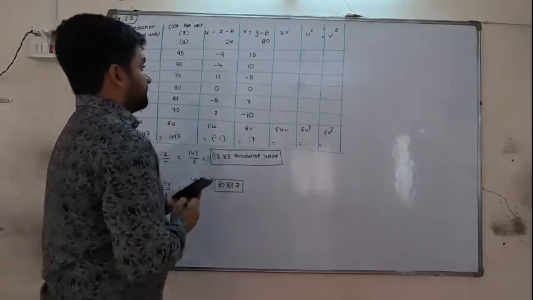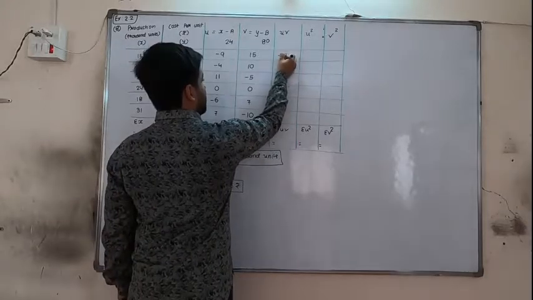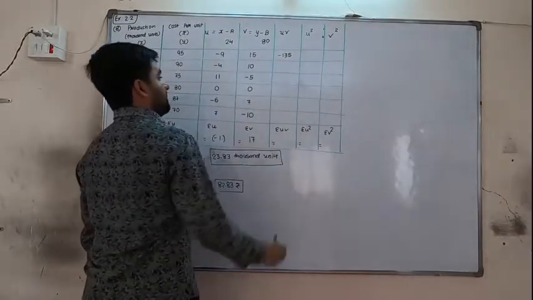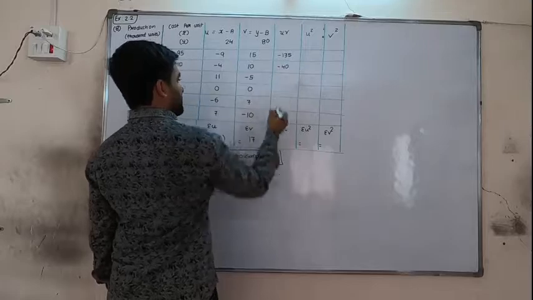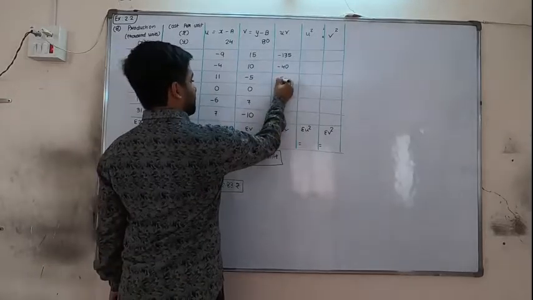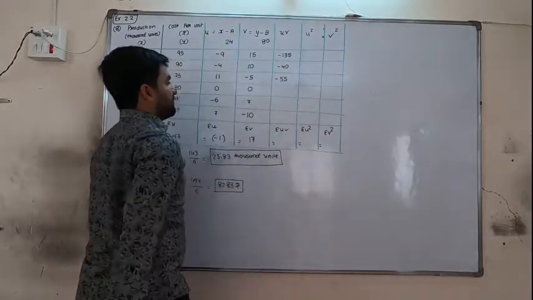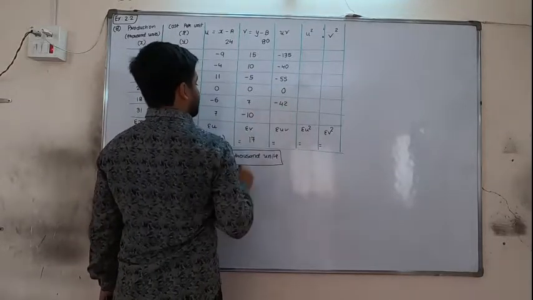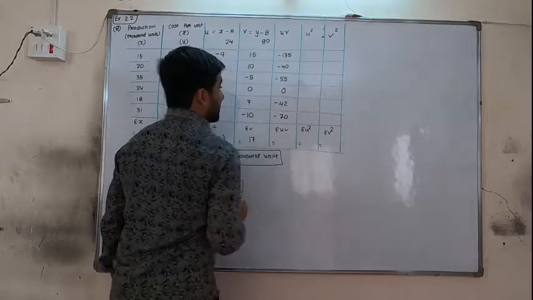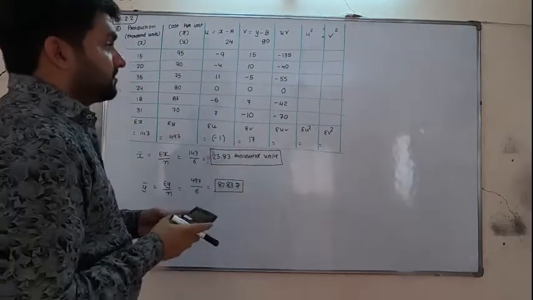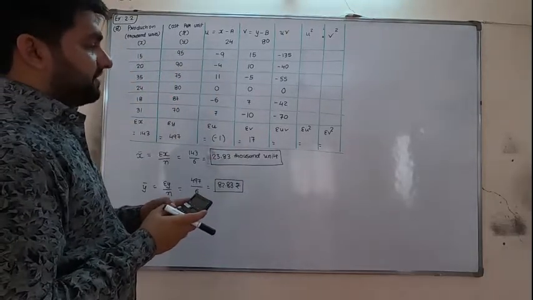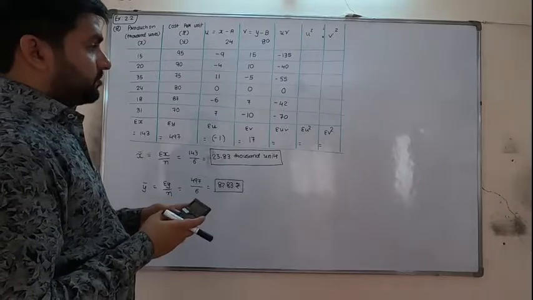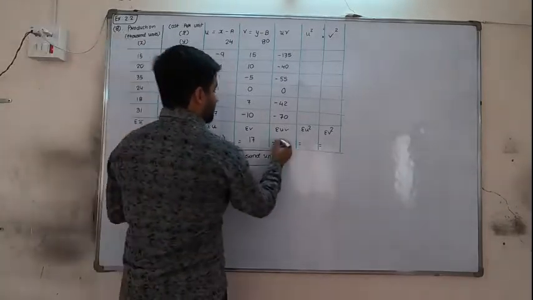Now multiplication. 15 into 9 with a minus: 15 nines are minus 135. 4 tens are 40 and 1 minus, so minus 40. 11 fives are 55 and 1 minus, so minus 55. 0 zeros are 0. 7 sixes are 42 but in minus. 7 tens are 70 but in minus. So everything is minus: 135, 40, 55, 42, 70. So it will be minus 342.